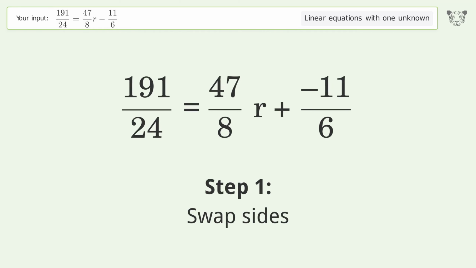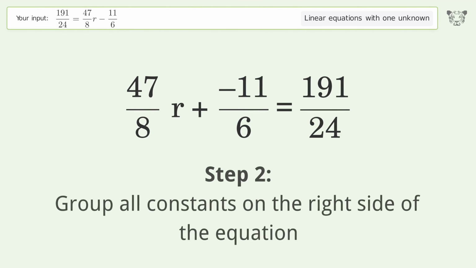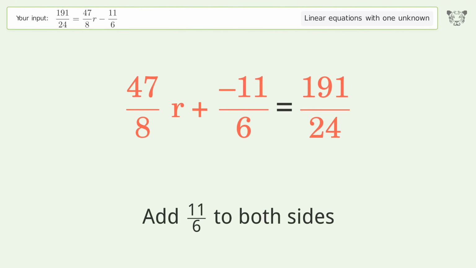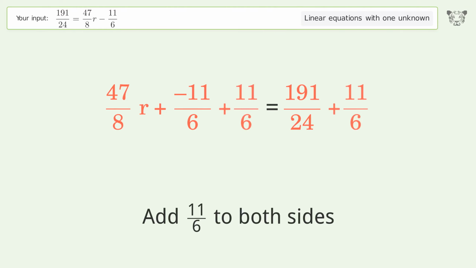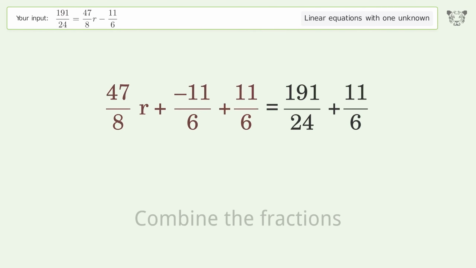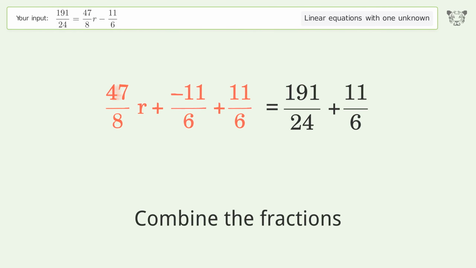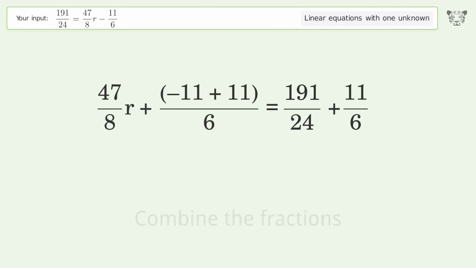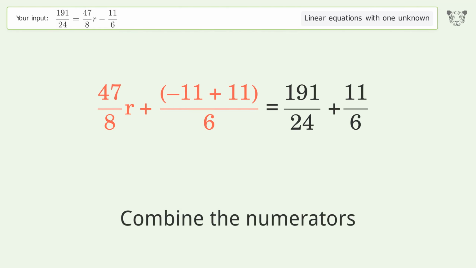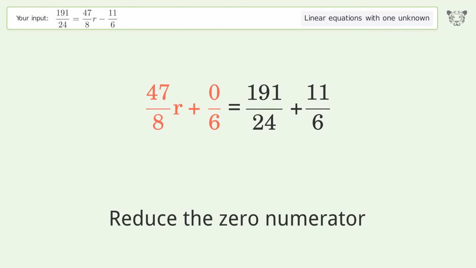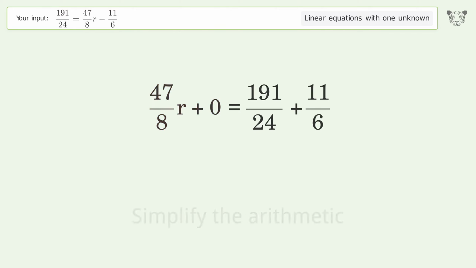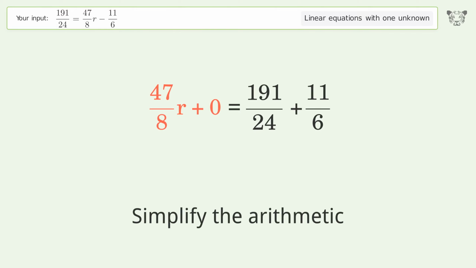Swap sides. Group all constants on the right side of the equation. Add 11/6 to both sides. Combine the fractions. Combine the numerators. Reduce the zero numerator. Simplify the arithmetic.